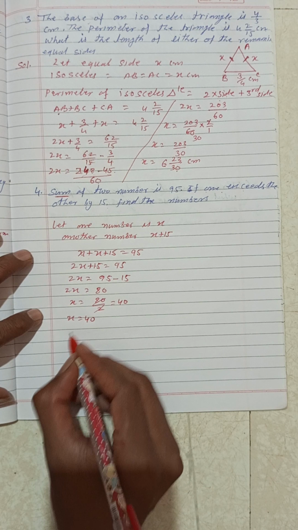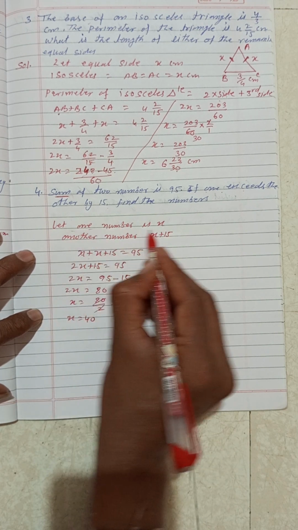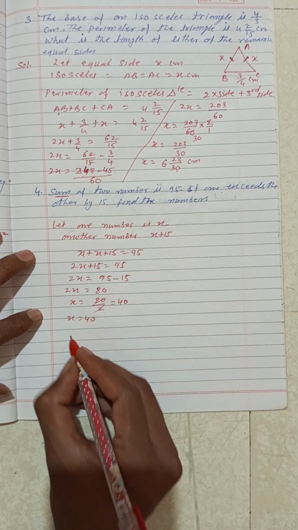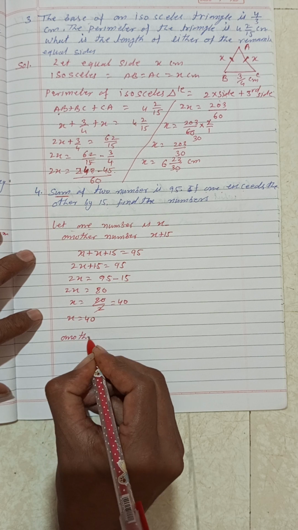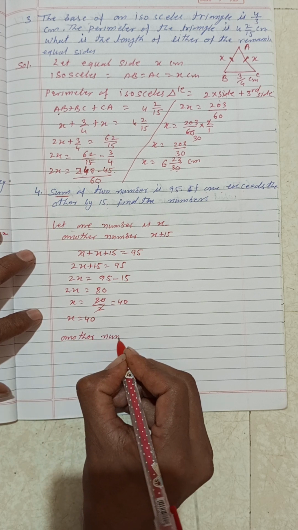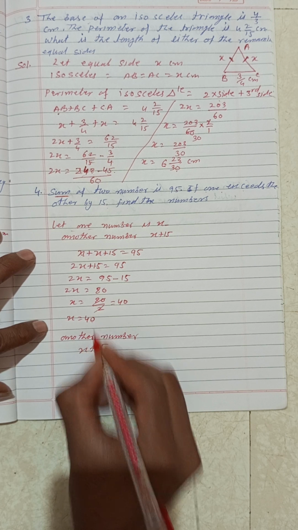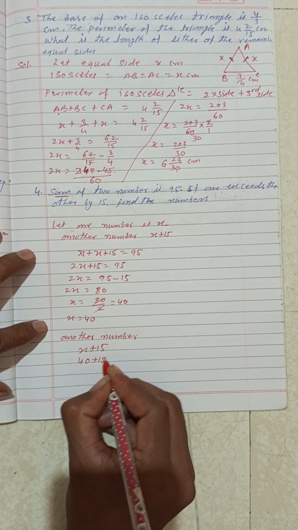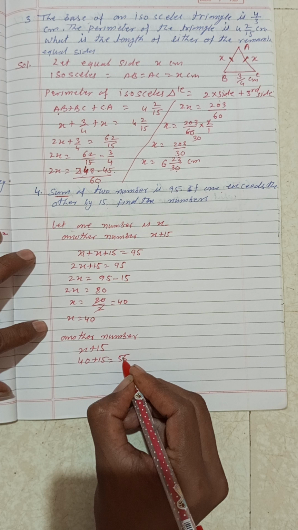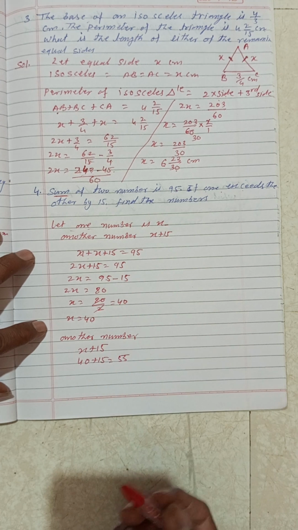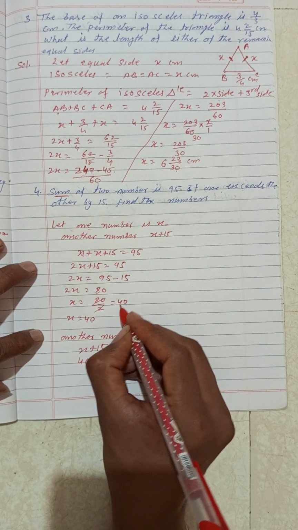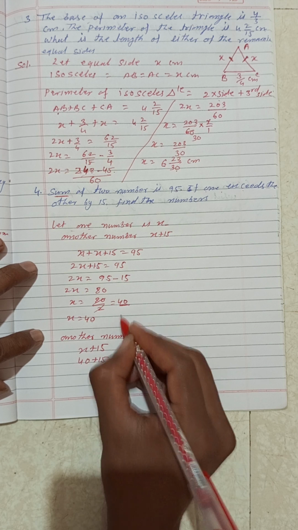What will be the other number? One number is x, we thought, that is 40. Another number, we wrote x plus 15. So x value we got 40. 40 plus 15 is equal to 55. If we add both numbers, it will become 95. So what are the both numbers? One is 40 and one is 55.